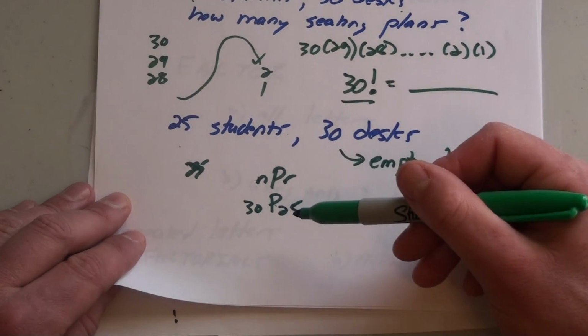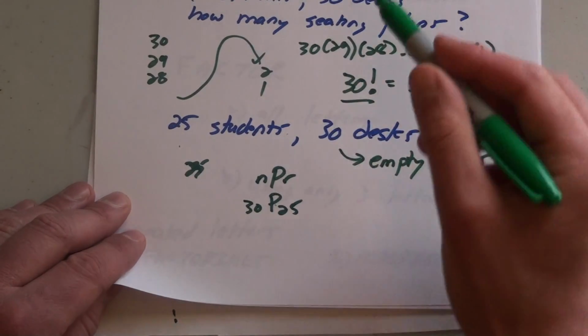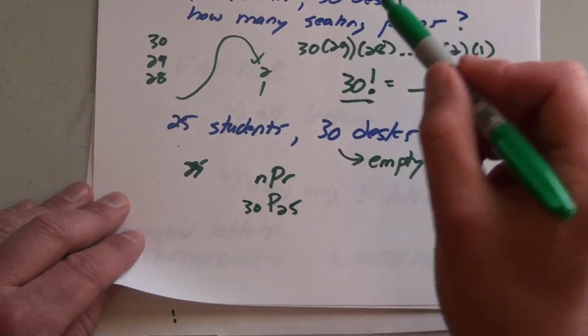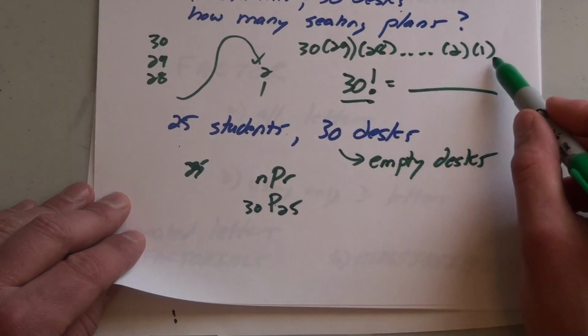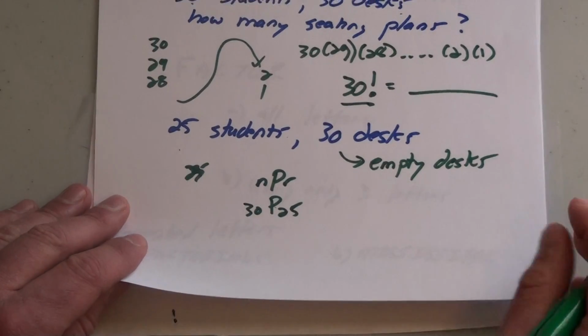So permutations and factorials work the same way. You've got a kind of countdown going on. You're starting at how many you have, and then you're losing one each time. With factorials, I'm going to go until I'm all the way down to 1, until I don't have any left. With permutations, you've got some empty ones. I'm not using them all. Okay?